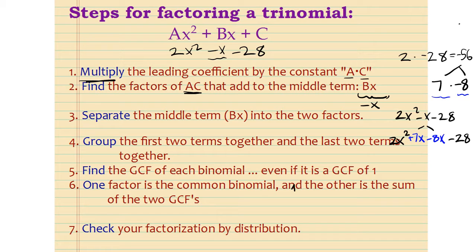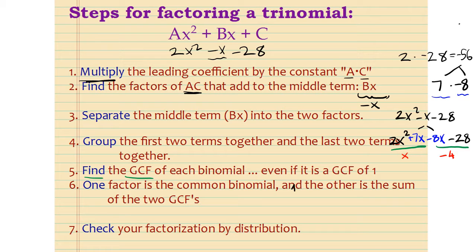Next, group the first two terms together and then the last two terms together. This is the reason why this method is called the grouping method. After grouping, we will find the GCF of each binomial. In each group, we have two terms. On each one, we're going to find the greatest common factor. The greatest common factor in the first group is x. The greatest common factor in the second group is 4, but because the leading coefficient is negative, I'm going to factor out a negative 4.